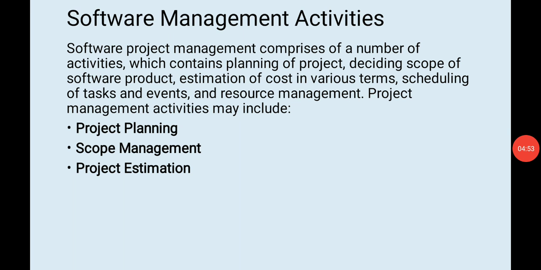Next, we come to software management activities. Software project management comprises a number of activities which contain planning of project, deciding scope of software product, estimation of cost in various terms, scheduling of tasks and events, and resource management. The project management activities are basically included as three. The first is the project planning, the second is the scope management, the third is the project estimation. We'll see all of the three one by one.